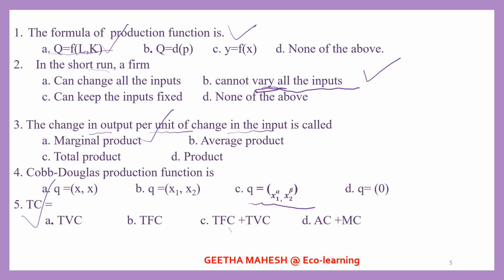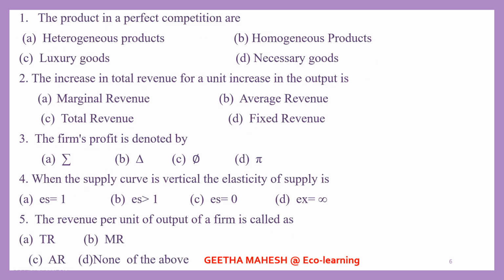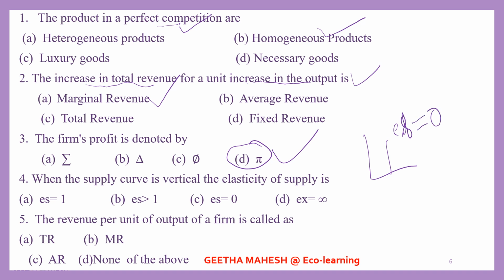TC = TFC + TVC. Product in perfect competition is a homogeneous product. Increase in total revenue for a unit increase in output, that is increase in total revenue due to increase in the sale of output, is marginal revenue. Firm's profit is denoted by pi. When the supply curve is vertical, it is inelastic, so here elasticity of supply is equal to 0. Revenue per unit of output is average revenue.